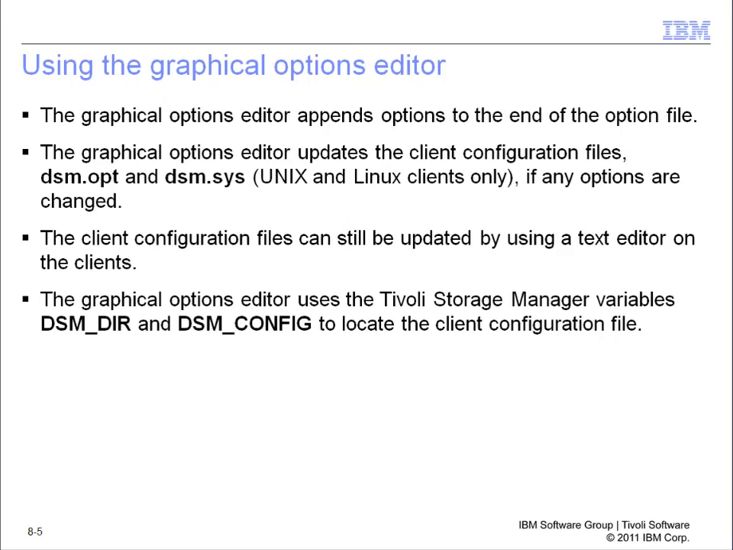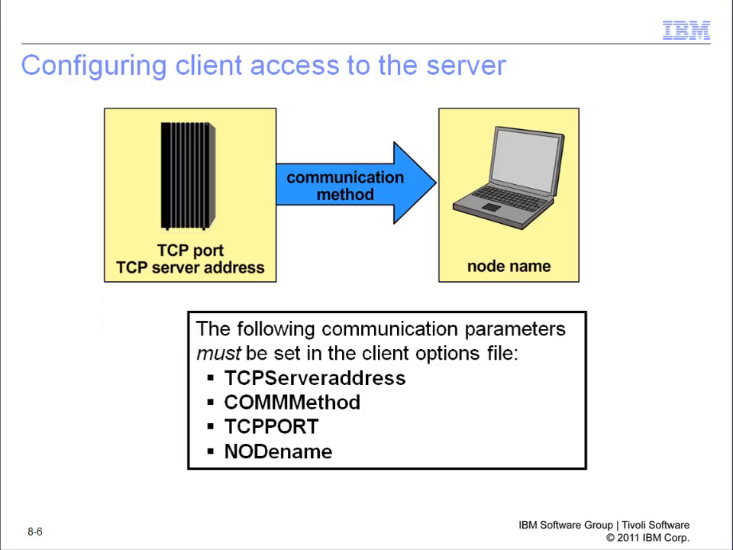When you're using the graphical options editor, you're going to append options to the end of your options file. This is important to know when we're talking about the include-exclude list. As I mentioned before, the minimum options you must have in your dsm.opt file are TCP server address, communication method, TCP port, 1500 by default, and your node name. This allows communication from the server to the client.